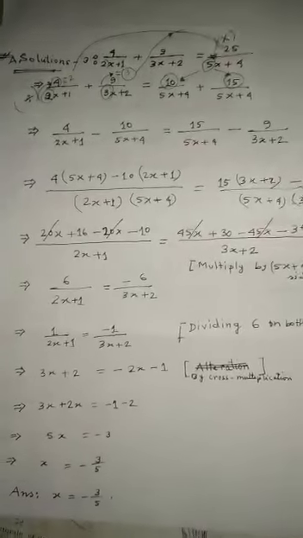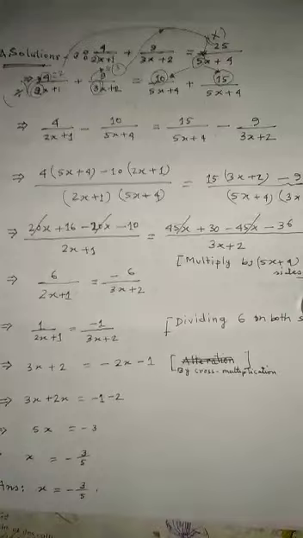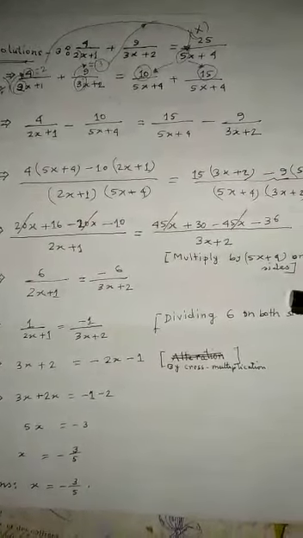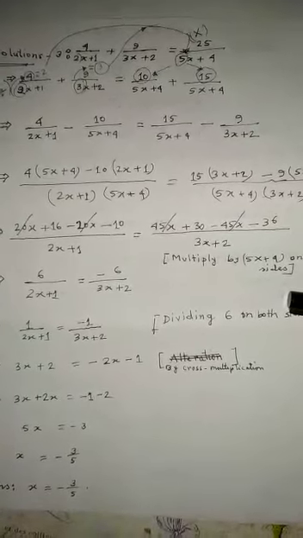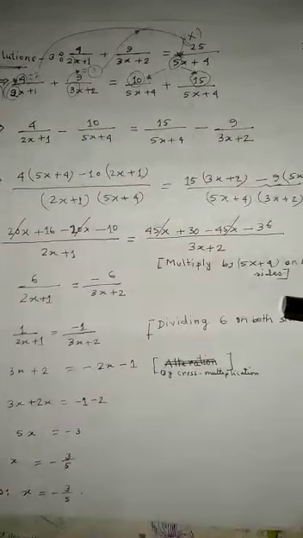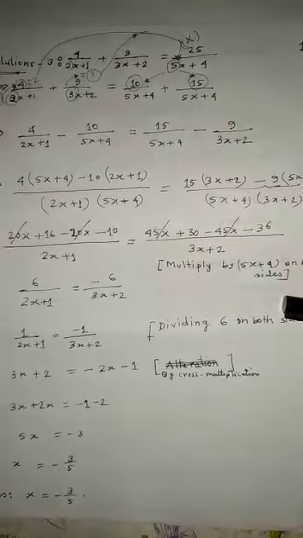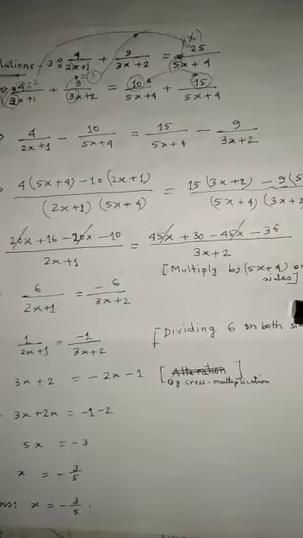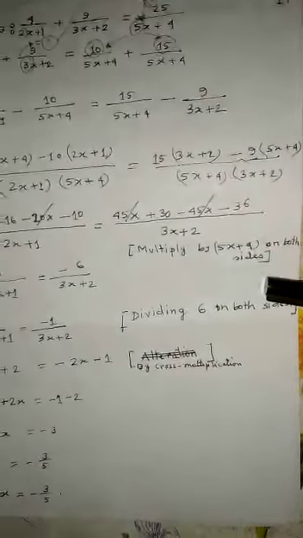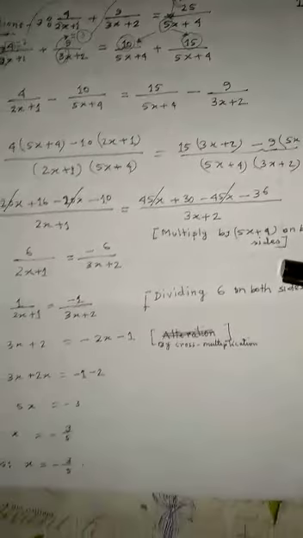So if students feel any problems, then they can contact me personally. If they cannot understand my lecture, then they have to inform me, and the side notes they have to write down wherever necessary. As I have already written, multiply by 5x plus 4 on both sides, dividing 6 on both sides by cross multiplication. These are the side notes.